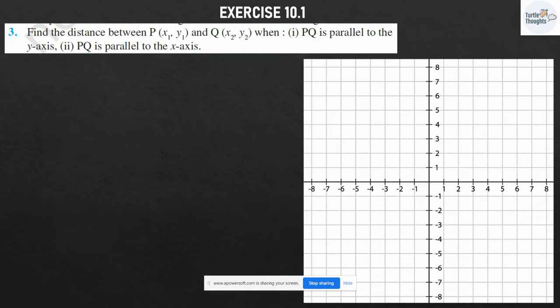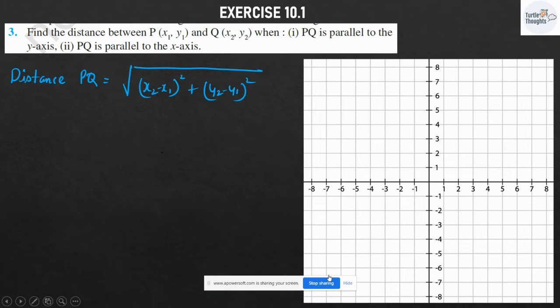I'll start by writing the distance between 2 points. I know that whenever the two coordinates are given, the distance PQ can be written using the distance formula, which is the root of (x2 minus x1) whole square plus (y2 minus y1) whole square.